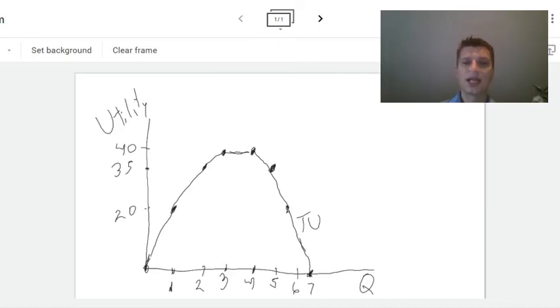So if we chart out her marginal utility in conjunction with this total utility, what we'd see is that for that first unit, it would be at 20, right? Because that's where she was. Her second unit, well, that would be at 15. Her third unit would be 5. Her fourth unit would be 0. Her fifth unit would be -5, and so on and so on and so on.